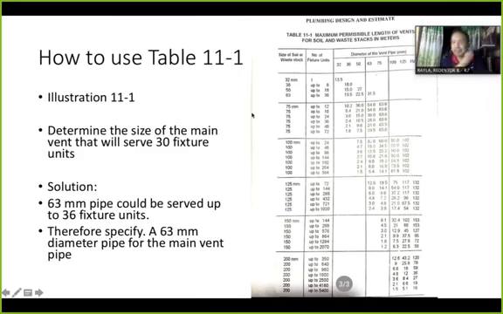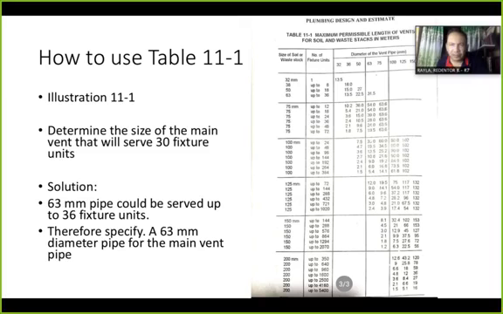So another example is you have this illustration. Determine the size of the main bend. So you are asked for the bend pipe. So you have 30 fixture units. So where is 30 fixture? Here, up to 36. So it's this line, no?